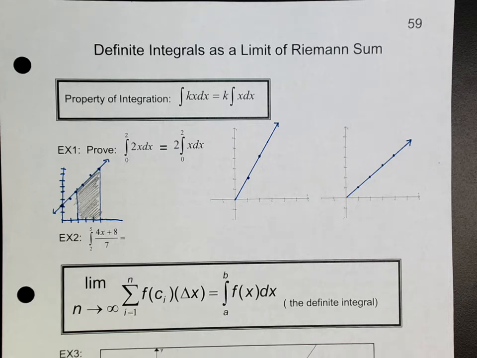Alright guys, this is topic 59 here, and this is going to be a lot shorter than last one. So this is definite integrals, so it's a limit of Riemann sums.